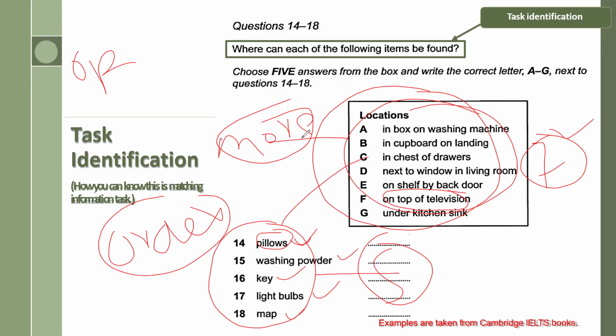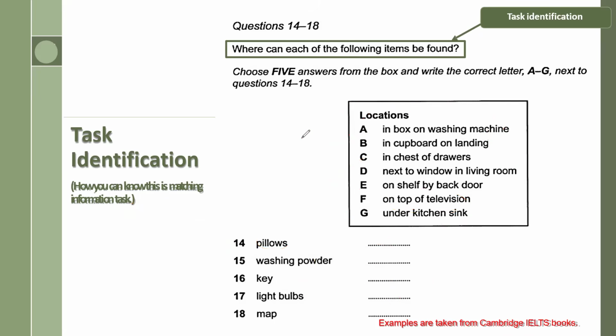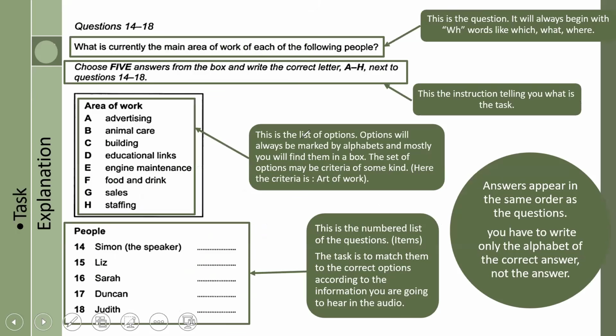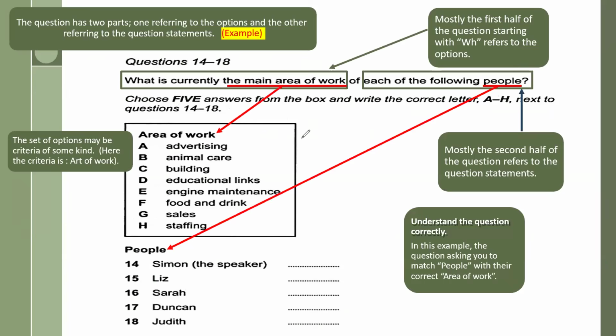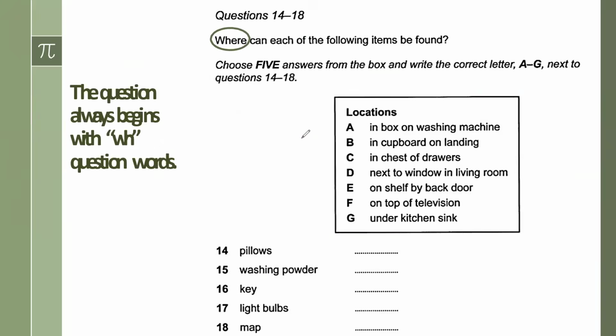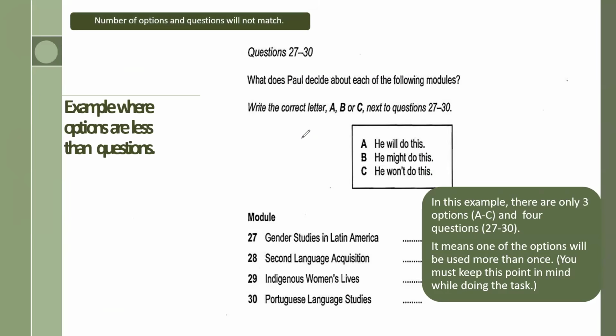Let me give you an example. Look, if you take this one, what do we have? These are options, so options are more, and then we have a list of people, the questions, which are fewer. But now let's take this one. These are options, and we have only 3 options, but the questions are more than the options.